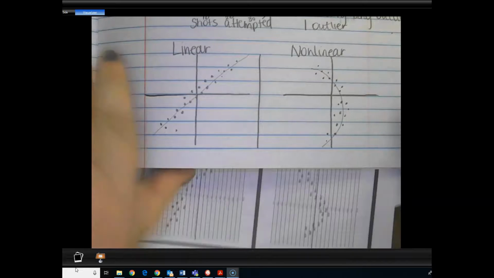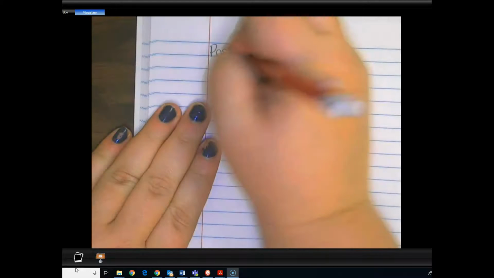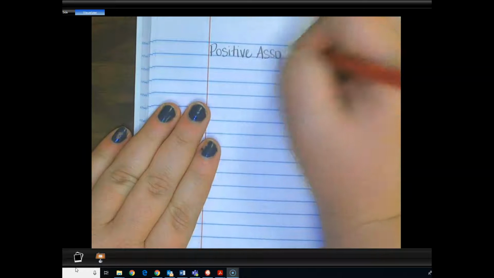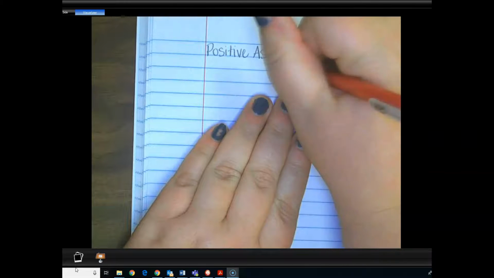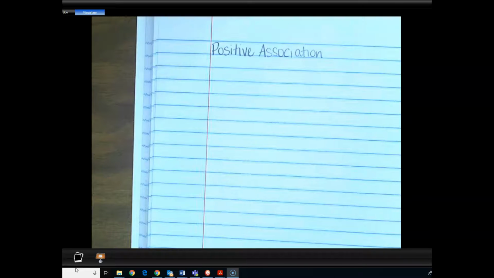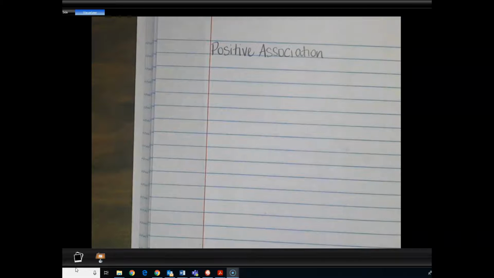All right, so I'm going to go to the left side of page 33. And the last thing we're going to look at is association. Okay? So I'm going to start with positive association. Now I told you, you can see it as association, you can see it as correlation. You see it using both. Both of them are talking about that relationship, what's happening.